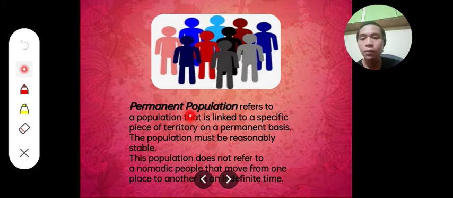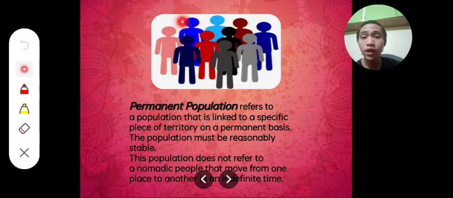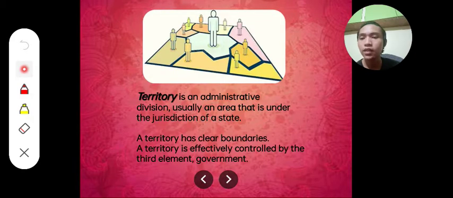The first element is the permanent population. As you can see in the image pasted in the PowerPoint, there are people. Permanent population refers to the population that is linked to a specific piece of territory on a permanent basis. The population must be reasonably stable. This does not refer to nomadic people who move from one place to another indefinitely. The main one of the four elements is the people, because people play a very important role in society. They control the economy more than the territory does. Of course, the government is composed of people. That's why it refers to the population.